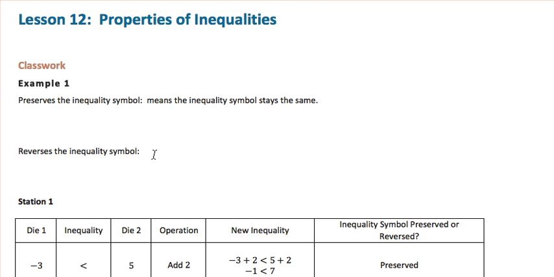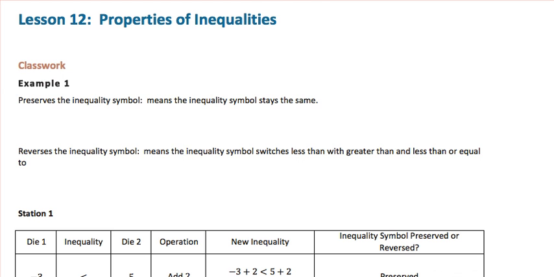So, of course, reversing the inequality symbol means the inequality symbol switches less than with greater than, and less than or equal to with greater than or equal to. And these go both ways. It can switch the greater than with less than. This is back and forth.